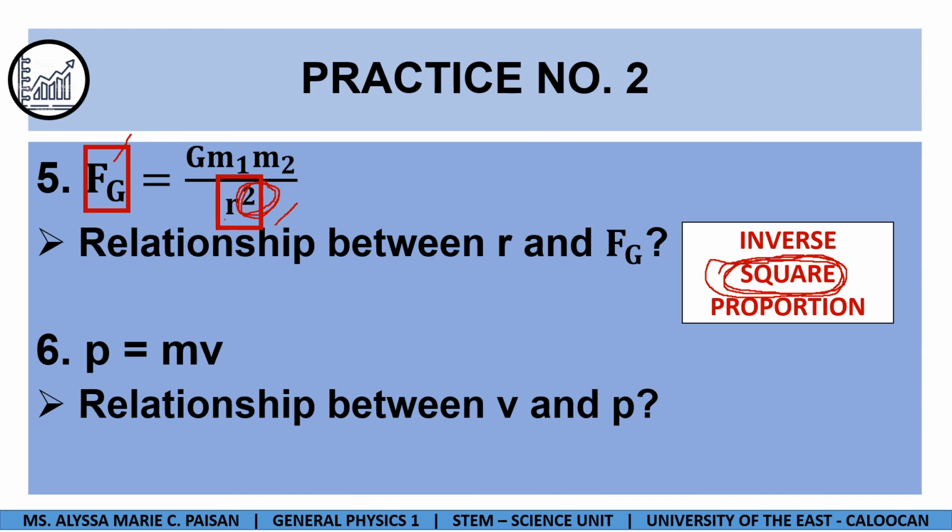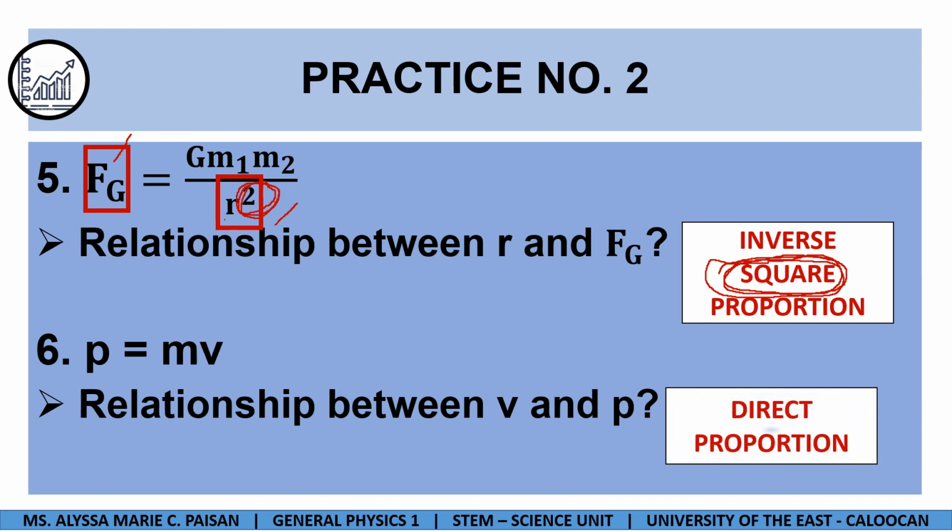So now let's proceed with number 6. For number 6, we have the equation P is equal to mv. And your task is to know the relationship between V and P. Their relationship is actually direct proportion because again, P is in the numerator and V is in the numerator as well.